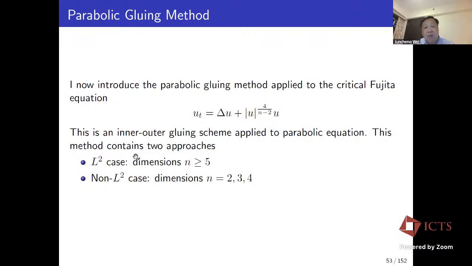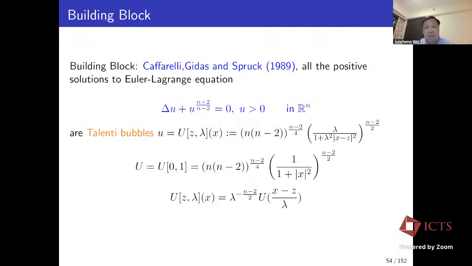First is the L2 case. This is the one I'm going to discuss. This is n greater than 5. And the non-L2 case is n equals 3, 4. Okay. So let me now explain what is meant by L2 and non-L2.